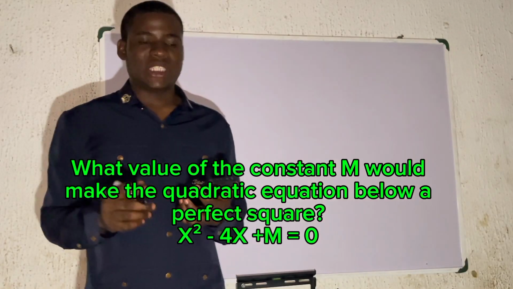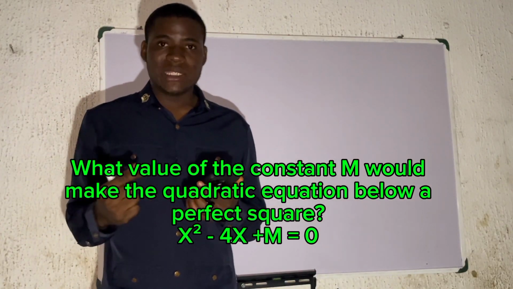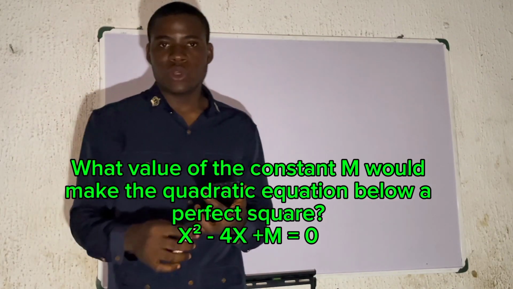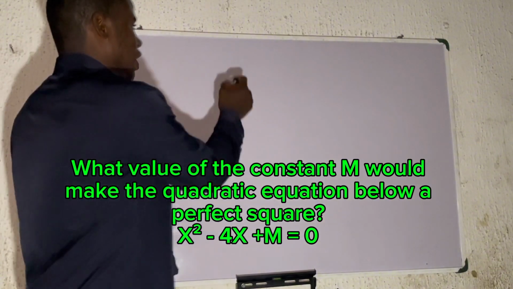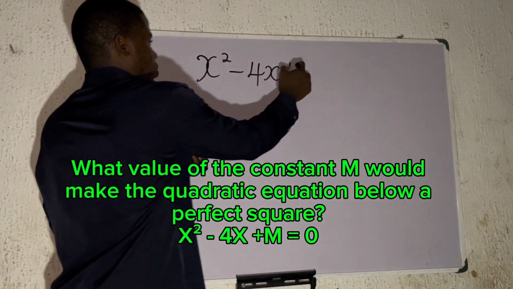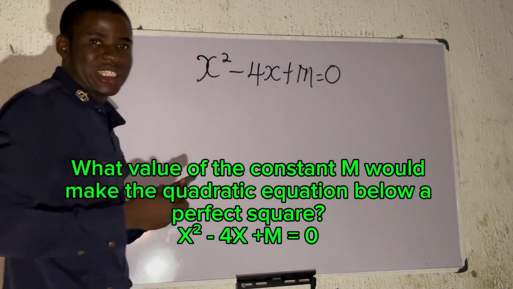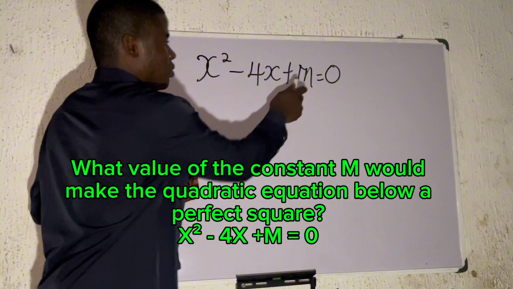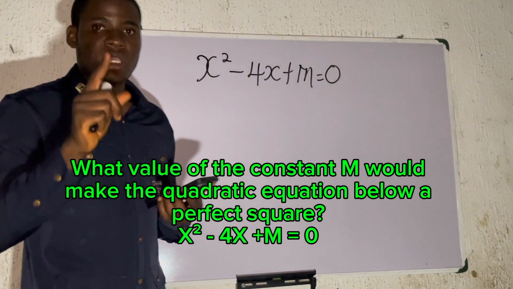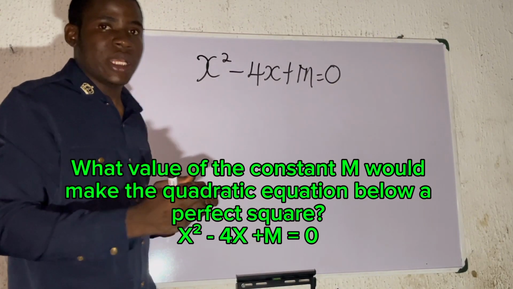The question on the screen says: what value of the constant m would make the quadratic equation below a perfect square? The quadratic equation they provided is x squared minus 4x plus m is equal to 0. They are asking what value of m can make the quadratic equation a perfect square.